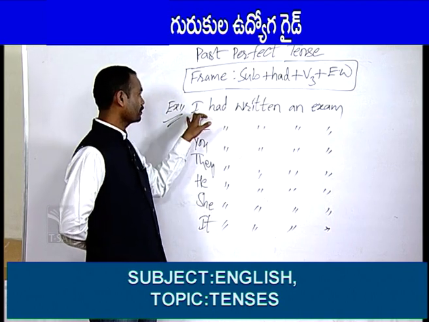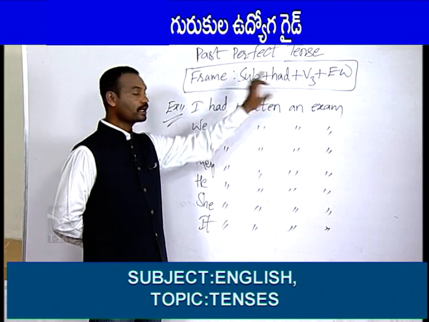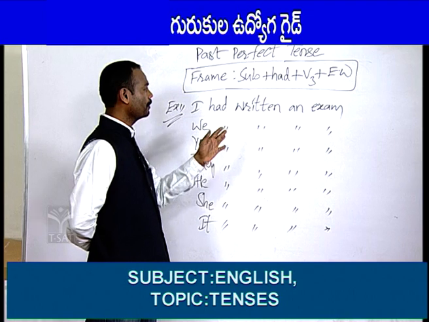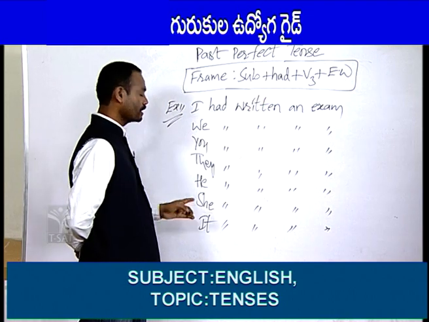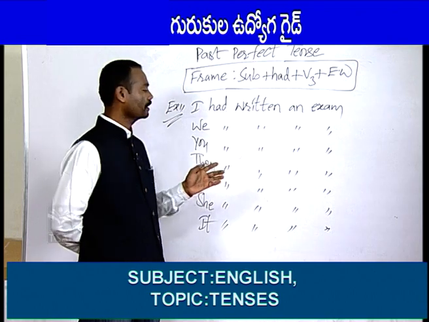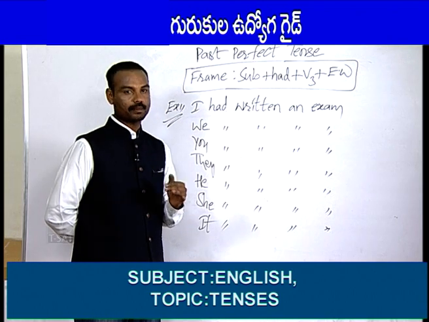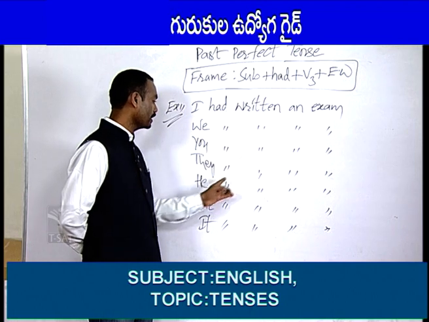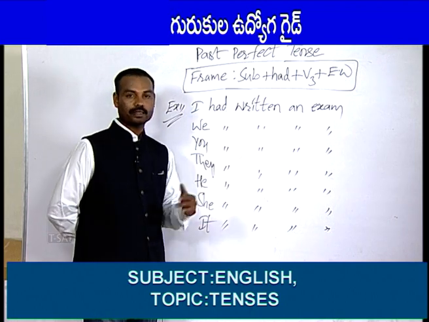First let's take one subject. Here this is called helping verb had. In past perfect tense, we should use only one helping verb, that is had. Whether it is a singular subject or plural subject, after any subject we can use had only. See, I had written an exam, we had written an exam, you had written an exam, they had written an exam, he had written an exam, she had written an exam.